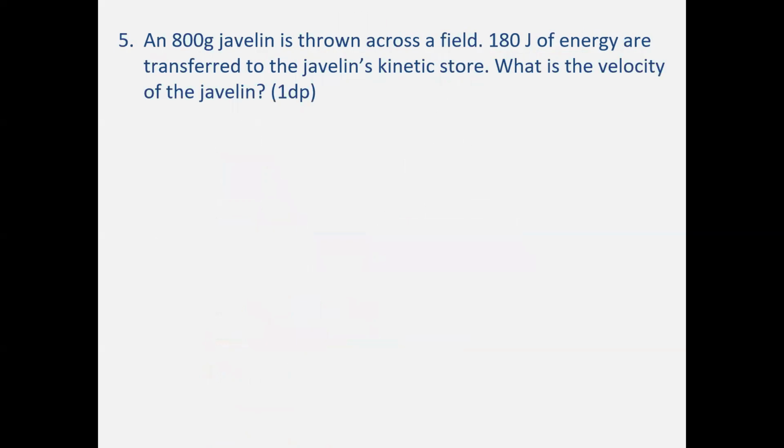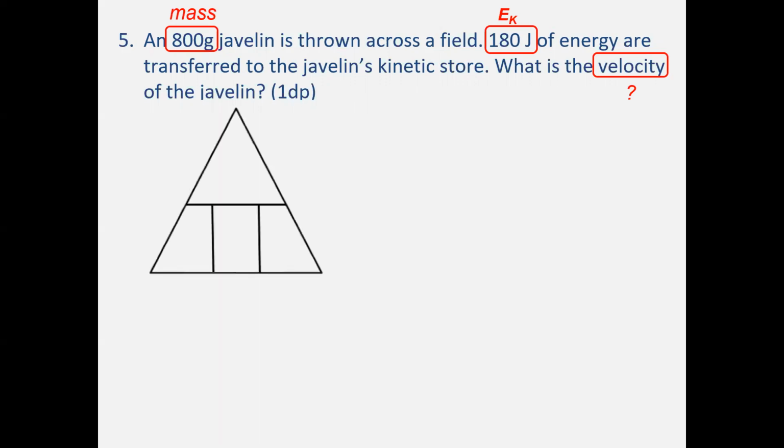Now the final question, an 800-gram javelin is thrown across a field. 180 joules of energy are transferred to the javelin's kinetic store. What is the velocity of the javelin to 1 decimal place? So again, dissect your question. You've been given a mass of 800 grams. You've been told the kinetic energy is 180 joules. You've been asked to calculate the velocity. And again, to 1 decimal place.